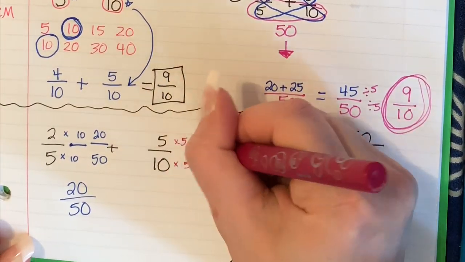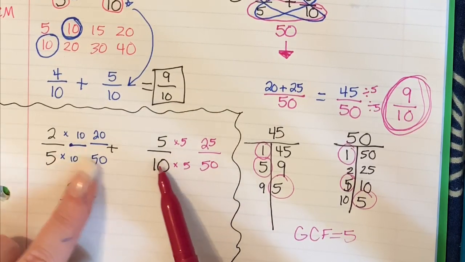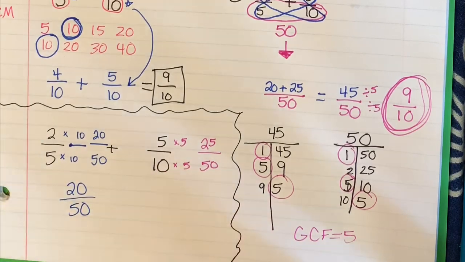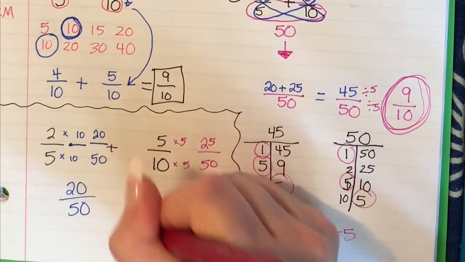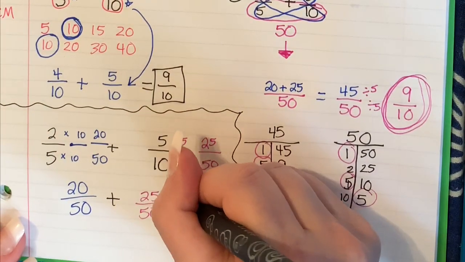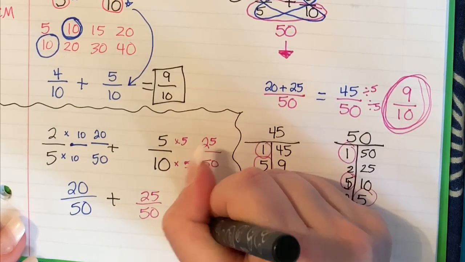The reason this works is you're basically just multiplying each one by 1 in order for them to have the same denominator. So that is why this works. So same thing. 45/50.